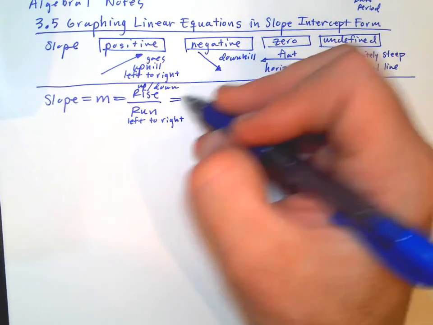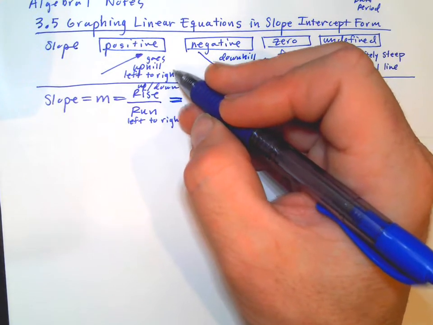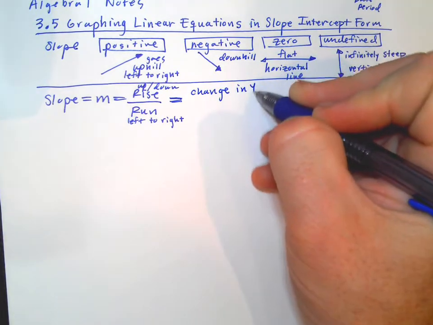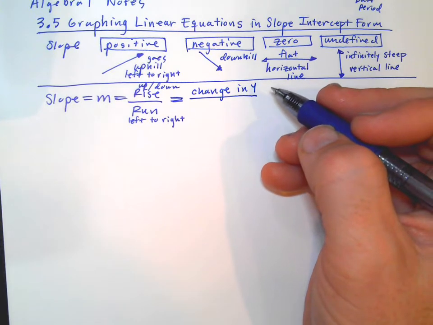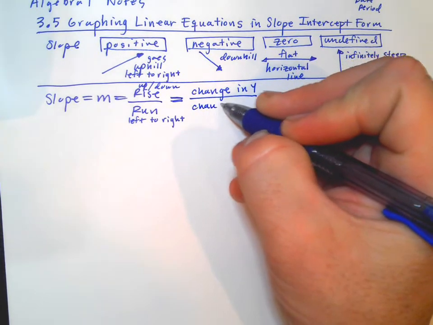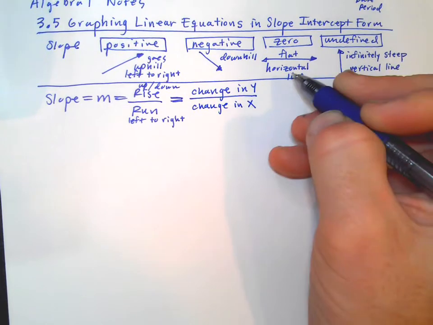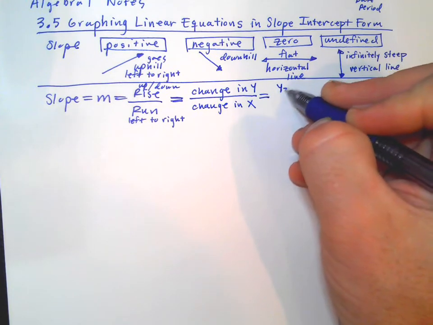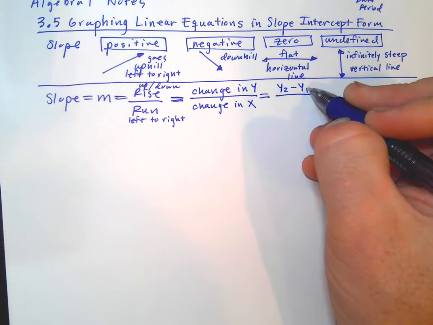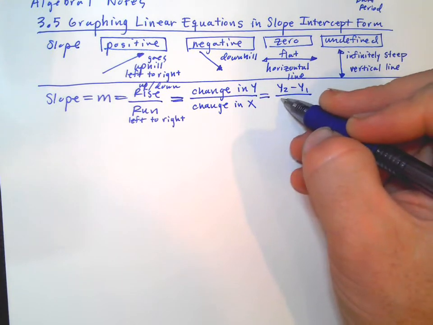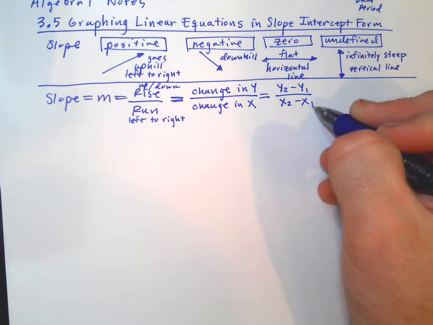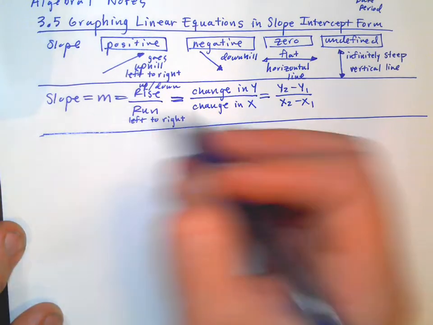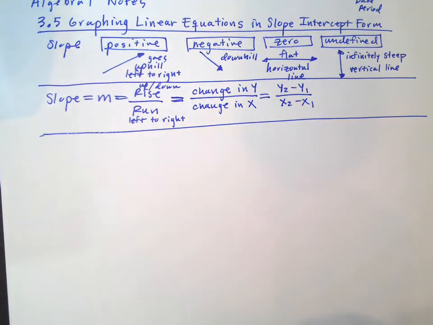So rise over run. So up and down, well, that's the change in y. Y is an up and down variable. So change in y is how far up you go from one point to another. The change in x is how much you go over left to right. So change in y over change in x. As a formula, you would write it y2 minus y1 to get the change in y, difference in y, over x2 minus x1. So that's sort of a formula that we can use. And we'll use some of these in different ways.